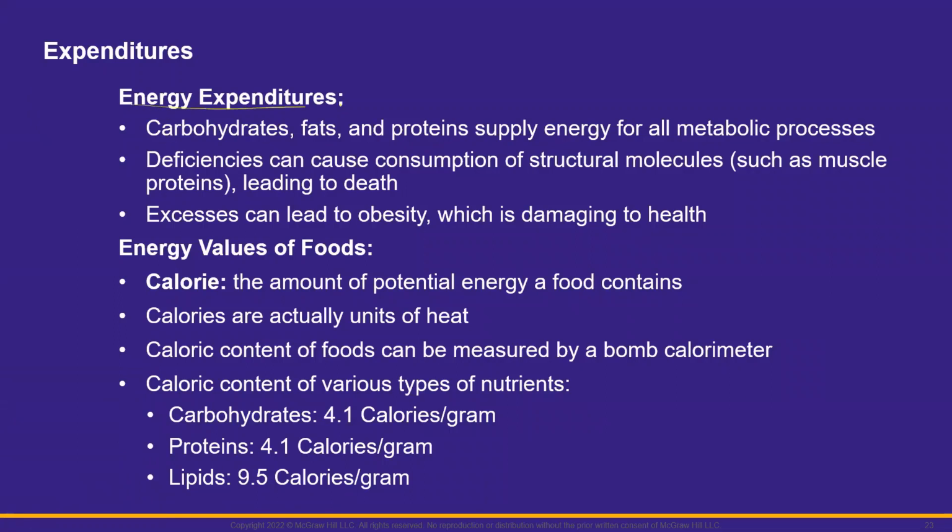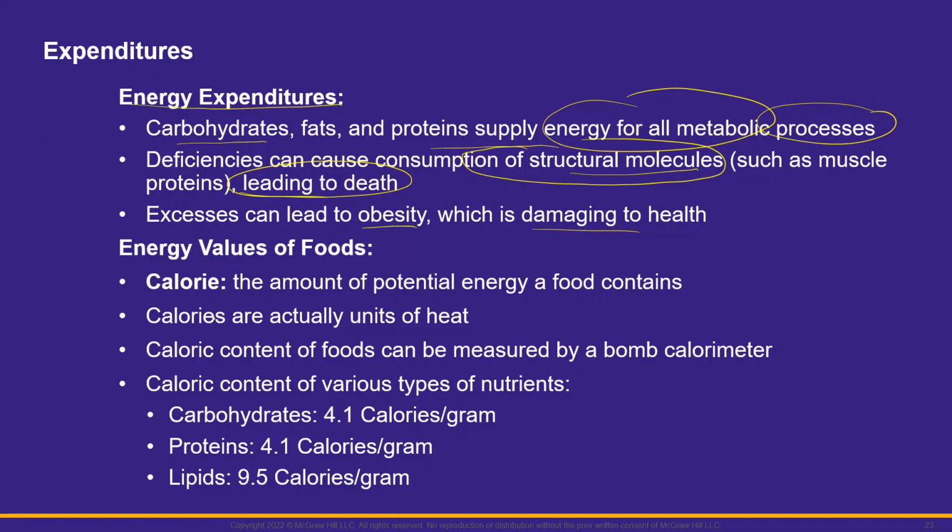So for energy expenditure, carbohydrate, fat, and protein supply energy for all metabolic processes. Deficiency can cause structural and molecular damage leading to death. So deficiency of these can make some of our muscle or part of the body be consumed and used for energy. Excess can lead to obesity and damaging the health.